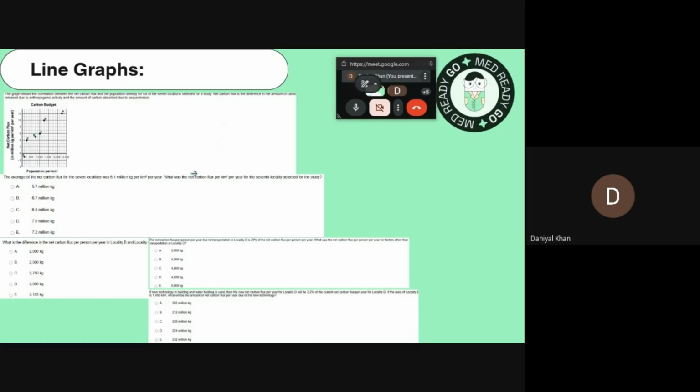We're rearranging the mean formula again. You see how it comes up in line graphs, averages as well. So that's what we're doing here. So you know that your mean is 6.1. By the way, if it says average or mean, it's always just use the mean formula. So for 7 localities, it's 6.1. Ignore the million, the kilograms per kilometer squared, because that's just the unit there. So just look at the numbers here. So you do 6.1 times 7.